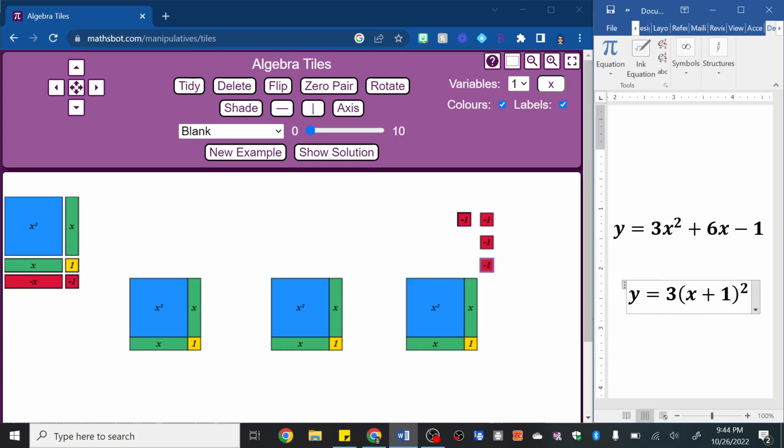Now we're going to take a look at the singular tiles that I've got there. Notice that the singular tiles that I had from before and the new ones that I added, they don't cancel each other out. So in fact, if I count there, I have 1, 2, 3, 4 negative 1 tiles, which means I have negative 4. And so what we've done here is we've completed the square using algebra tiles. This time there is a coefficient in front of x squared, and we were able to represent it visually using algebra tiles.